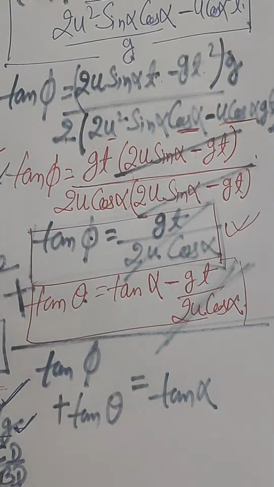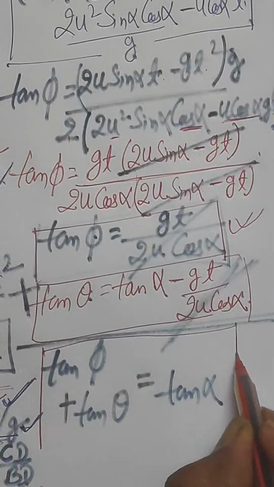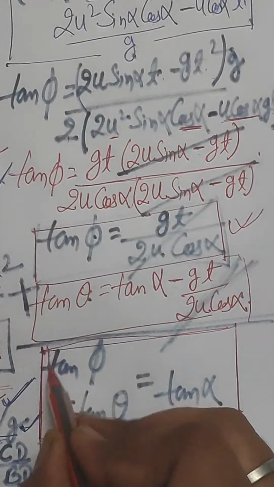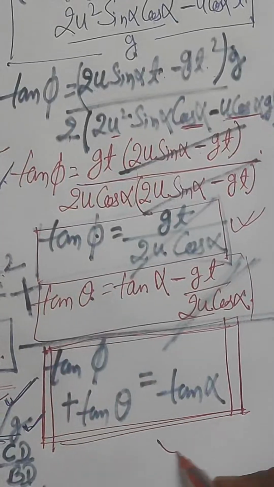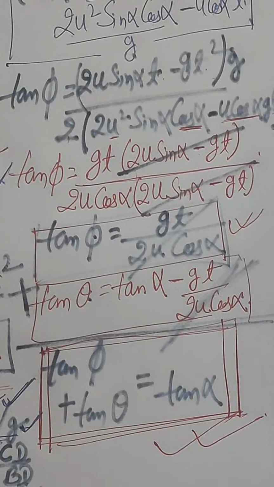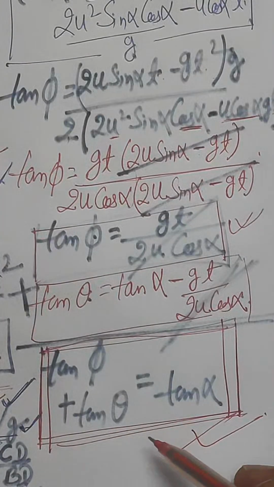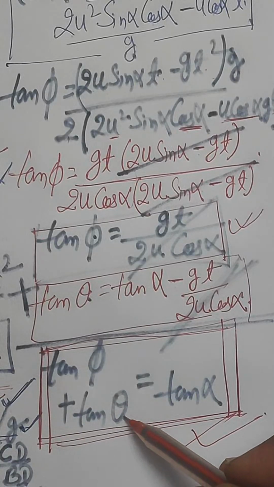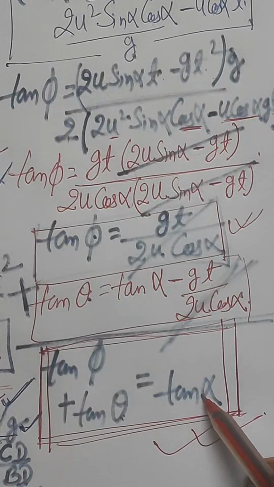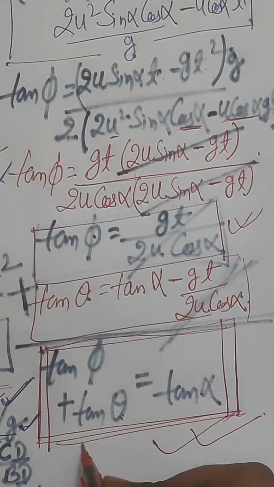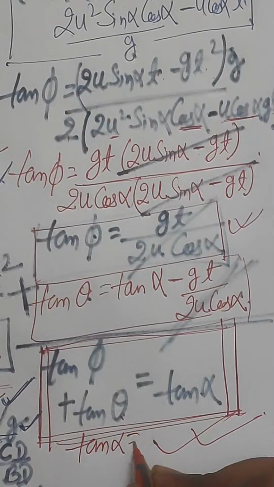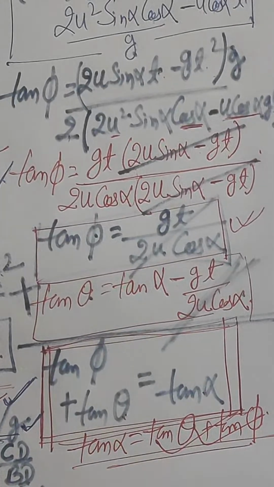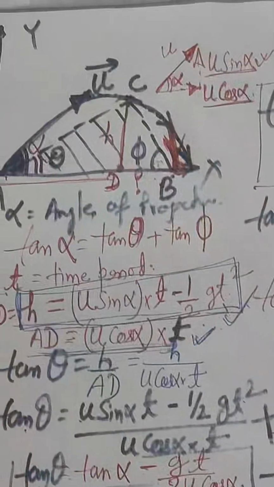right? So this was our requirement to prove tan phi plus tan theta is equal to tan alpha, and in this way we have proved this, right? tan phi plus tan theta, which was our RHS, is equal to the LHS tan alpha, which can be further written as, you can write it vice versa also, tan alpha equal to tan theta plus tan phi. So in this way, students, we have proved it, and this was a good question, okay?